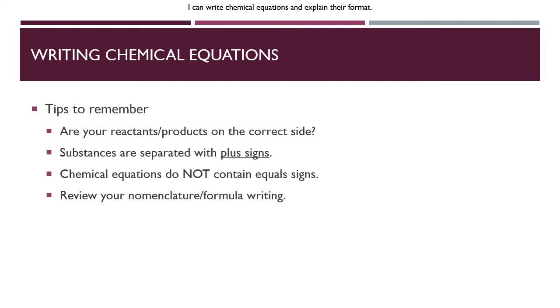Make sure that you review your nomenclature and formula writing to make sure those are right. And don't forget the diatomic elements. Remember, there are 7 of them. If you need to ask which ones those are again, please do.